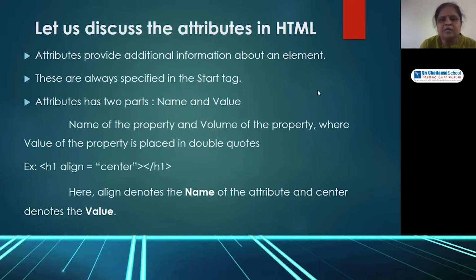Attributes have two parts. Each and every attribute will have two parts, that is name and value. Then in the example you can see h1. What is this h1? H1 is an HTML tag.